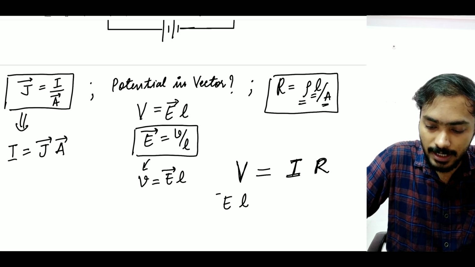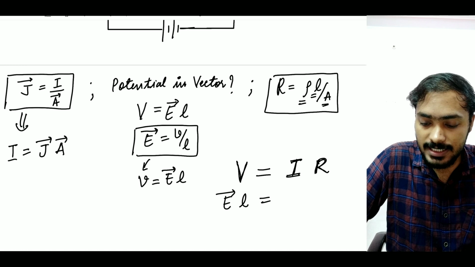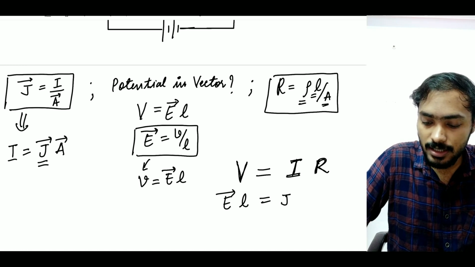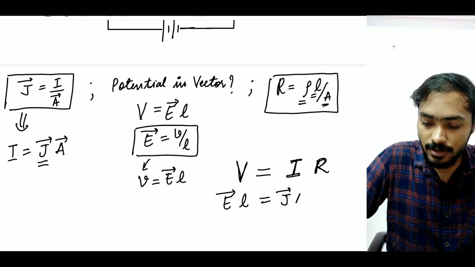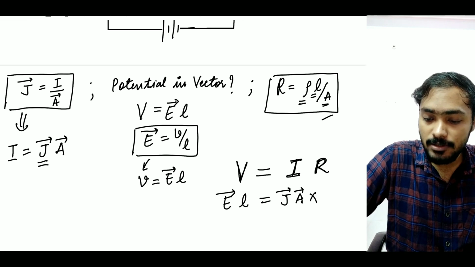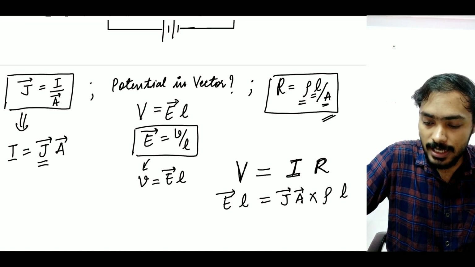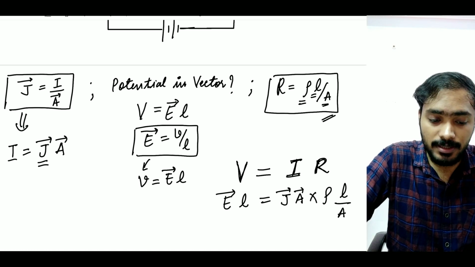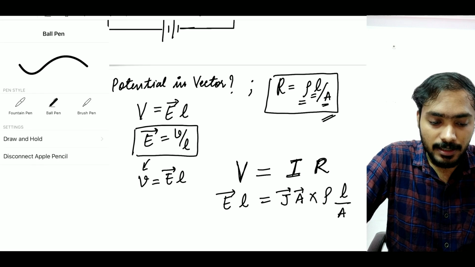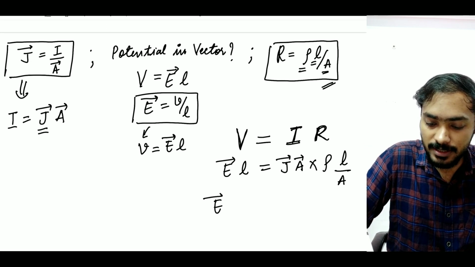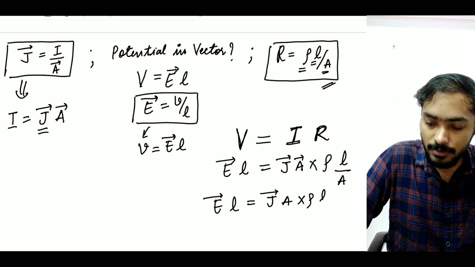E times L, where E is your vector quantity, is equal to, instead of current, I will write J times A. J is your current density times your area vector, multiplied by resistance. Resistance can be written as rho L upon A. If I talk about only the magnitude here, E multiplied by L is equal to J multiplied by A multiplied by rho L upon A.